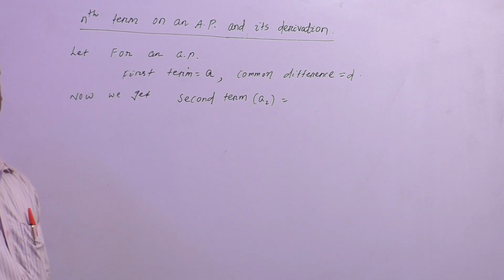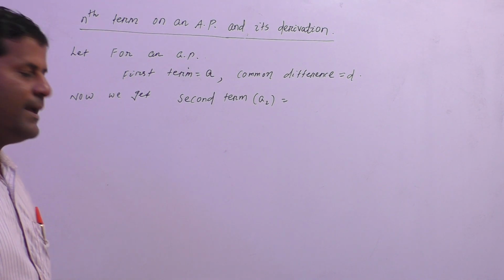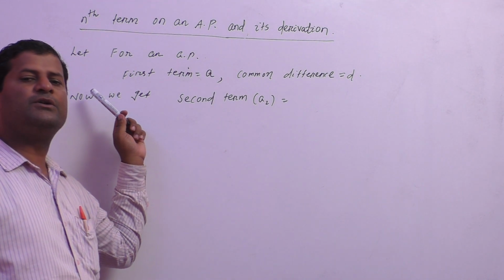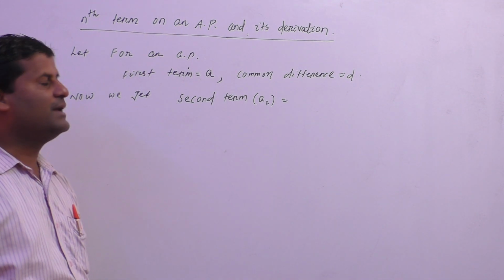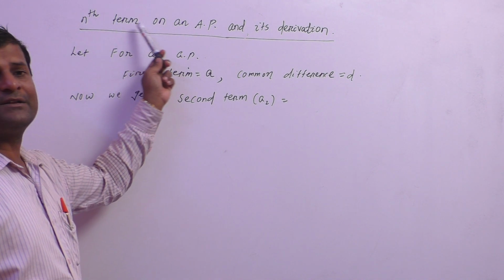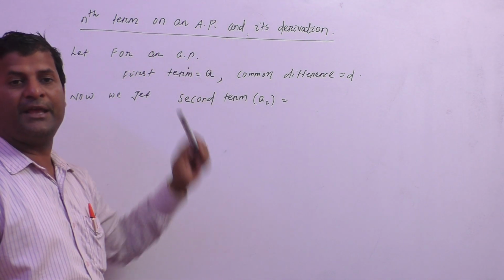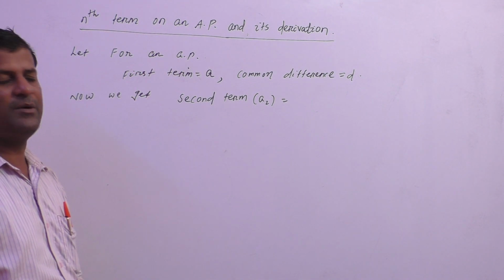Now, students, I hope all of you have got what is AP. So, AP means the difference between two consecutive terms of the sequence should be constant. Now we will go on deriving the nth term or general term of an AP. So first, how can we go for the general term of an AP?